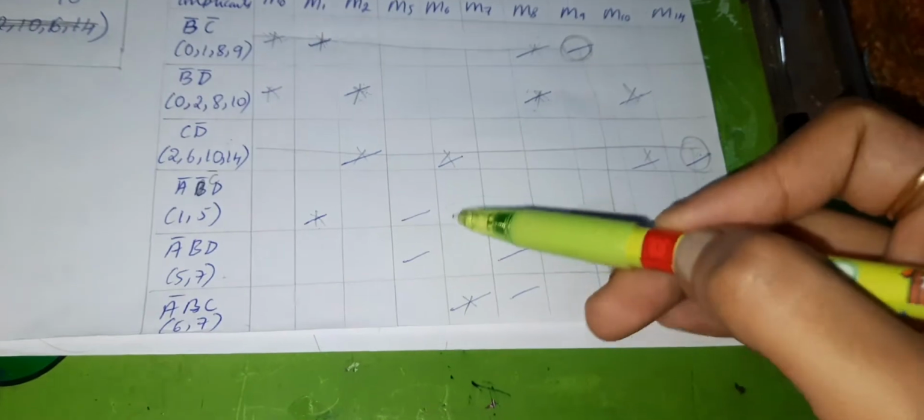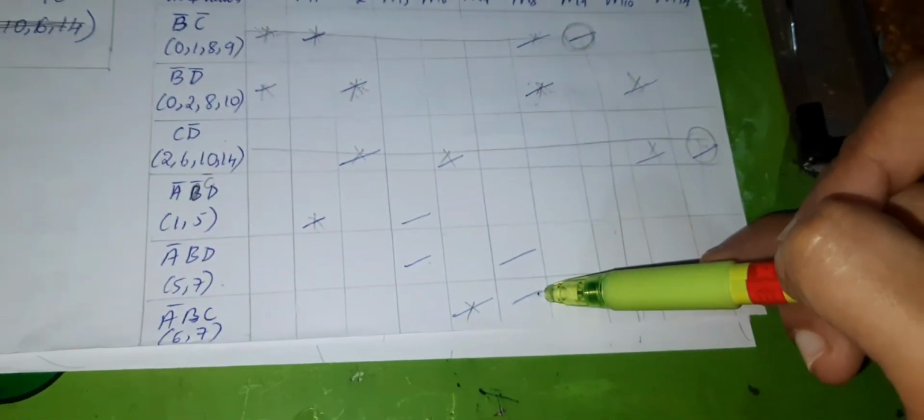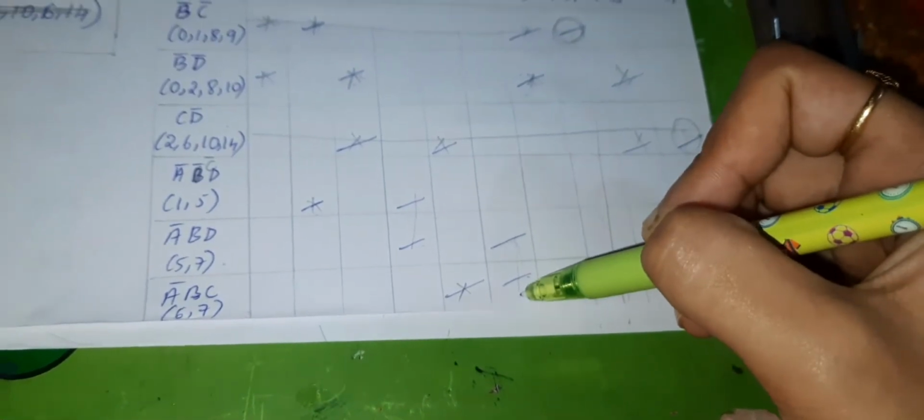Yes. After doing like this, the remaining ones are this one. No, this will also be cancelled out. The remaining ones will be this one, and this one. So if you consider this A bar B D, it will cover all of this.